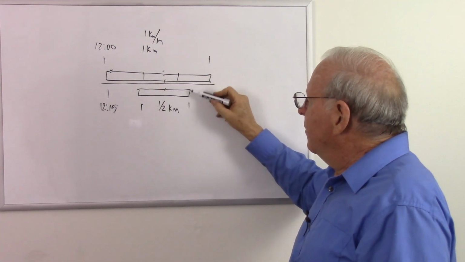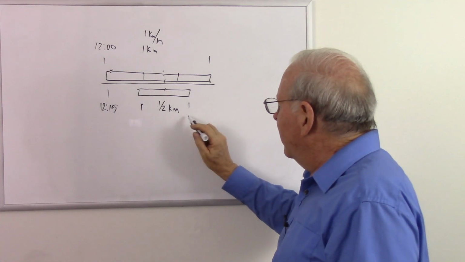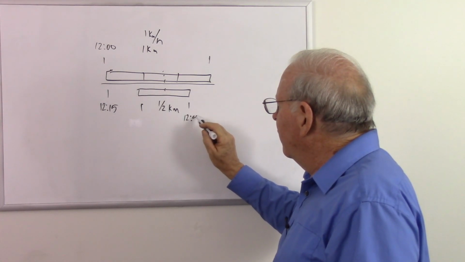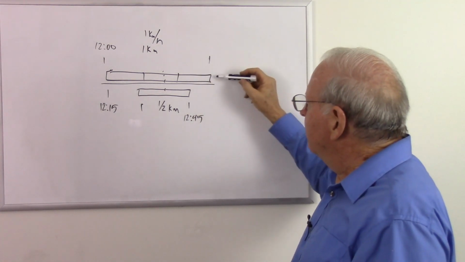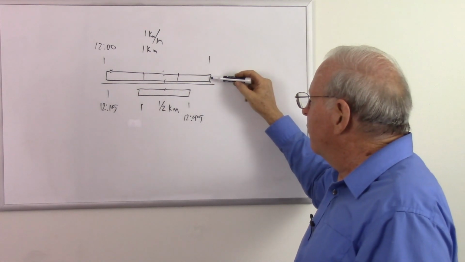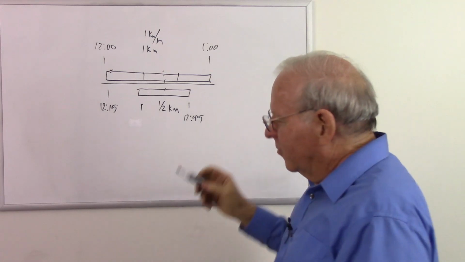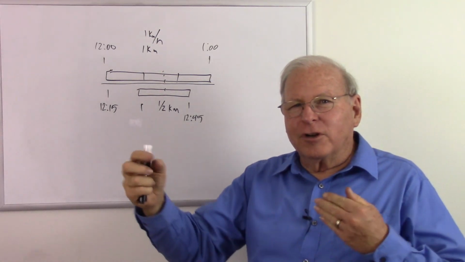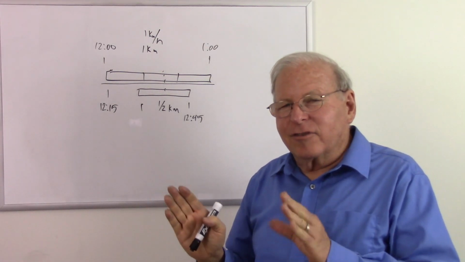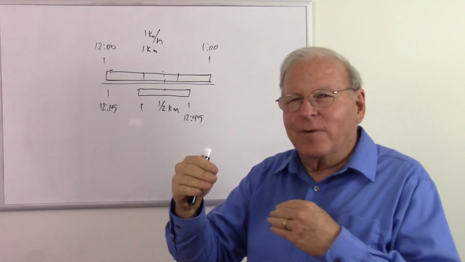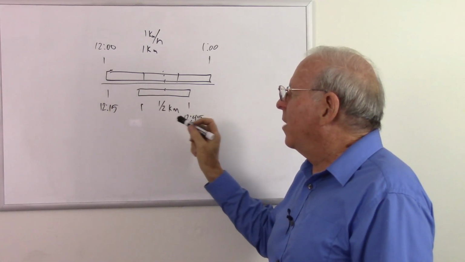And how about the rear of the short train? It's going to hit the station at 12:45 because it's going to get there sooner than the rear of the long train. And the rear of the long train finally reaches there at 1 o'clock. So we do get a foreshortening in time as something moves in space, but that foreshortening in time is not nearly as weird as we might think.